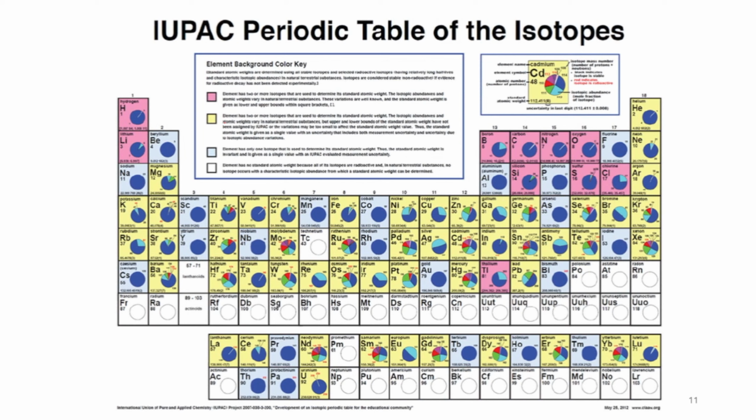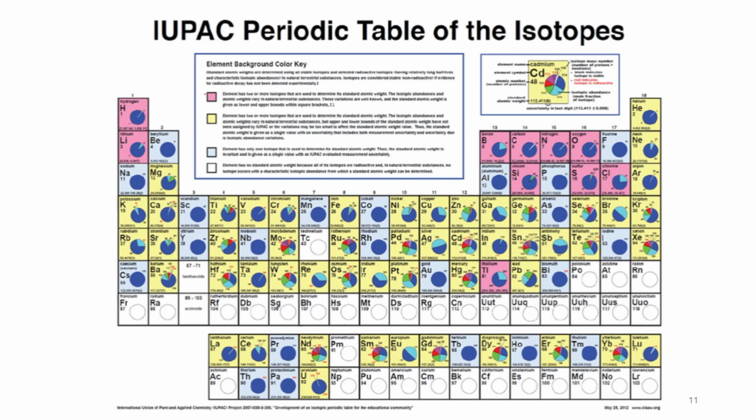Now let's see the IUPAC periodic table of the isotopes. I will recommend that you go to that website and check this periodic table of the isotopes. In this periodic table, it is given how many isotopes there are for each and every element. You can see these wheels. The number of segments of these wheels tells how many isotopes there are.